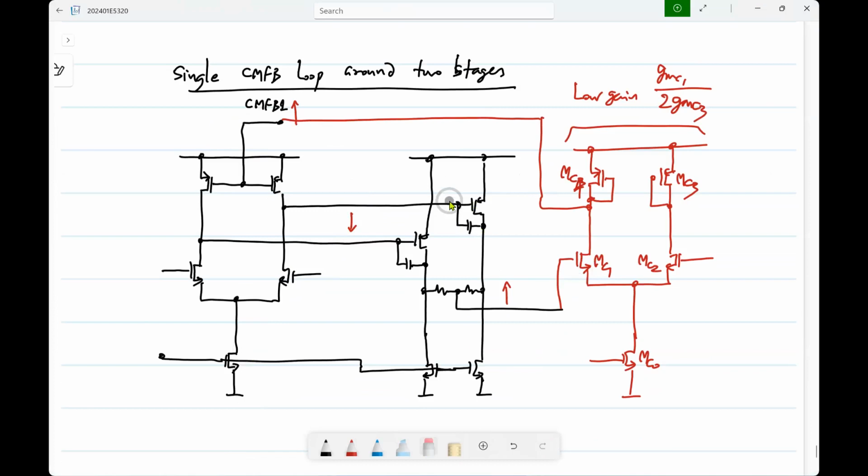No, we have common mode feedback for both stages together. We don't have a separate common mode feedback for the first stage here. We don't have anything here. Previously we had separate feedback around the second stage and around the first stage. Now we have a single common mode feedback around both stages. Okay.